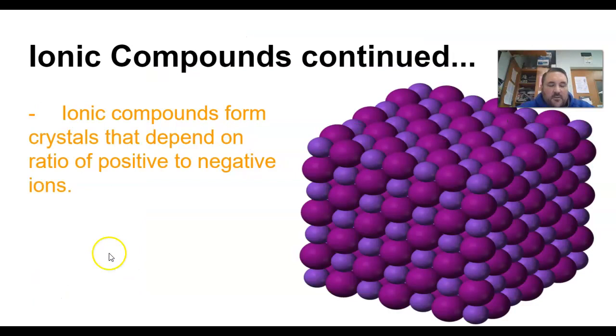Ionic compounds form crystals. This is a crystal of salt. You get that regular repeating pattern with the positives and negatives that keep repeating. So the smaller one is our positive. The larger ones are the negatives. And these positives and negatives are what give ionic compounds their shape.